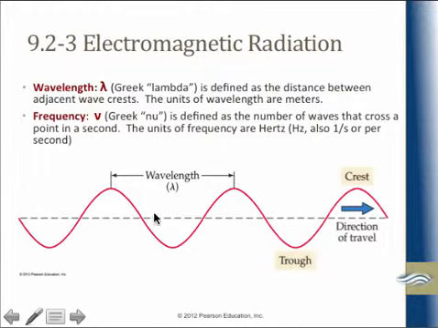Here we're looking at a wave. We say light can be both a particle and a wave. Let's consider its wave properties. If you have waves like this, the wavelength is measured from peak to peak or trough to trough. You have to be consistent, but it's in meters.